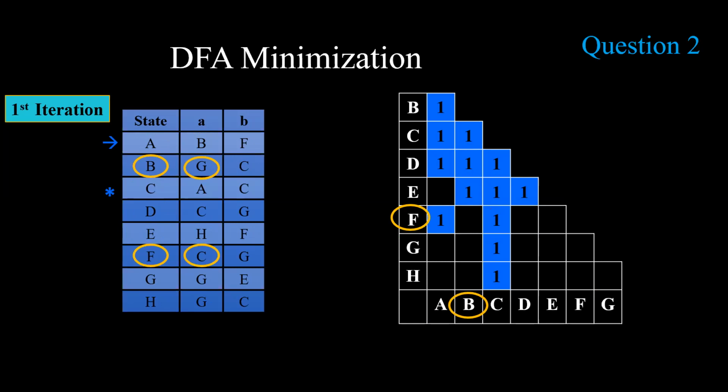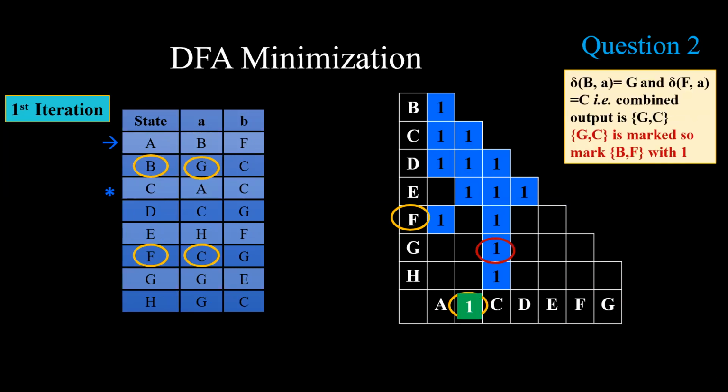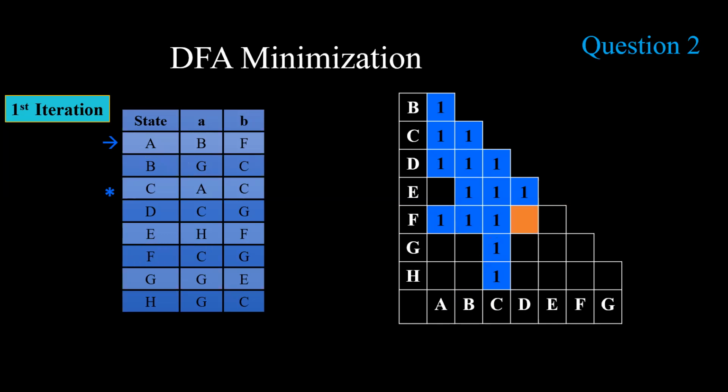FB on A gives us GC. GC is already marked, so we will put a 1 in BF. Next, we move to DF. DF on A gives us CC. CC does not exist, so there will be no change.